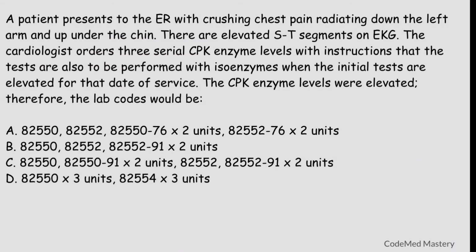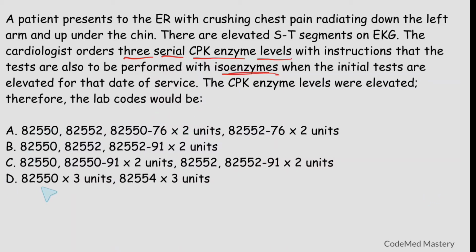Read the question. A patient presents to the ER with crushing chest pain radiating down the left arm and up under the chin. There are elevated ST segments on EKG. The cardiologist orders 3 serial CPK enzyme levels with instructions that the tests are also to be performed with isoenzymes when the initial tests are elevated for that date of service. The CPK enzyme levels were elevated, therefore the lab codes would be.